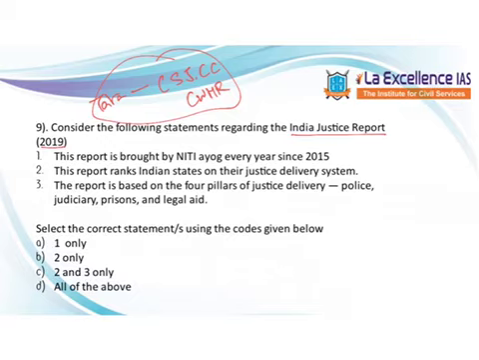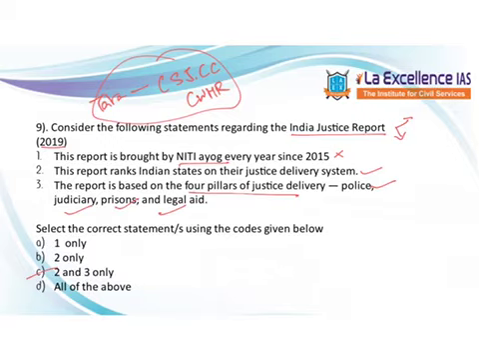So it is not released by Niti Aayog. This is wrong. Then, this report ranks Indian states on their justice delivery system. Yes, this is right. Then the report is based on the 4 pillars of justice delivery, that is policing, judiciary, prisons and legal aid. So option 3 is also correct. So the answer is 2 and 3. So the answer is C.